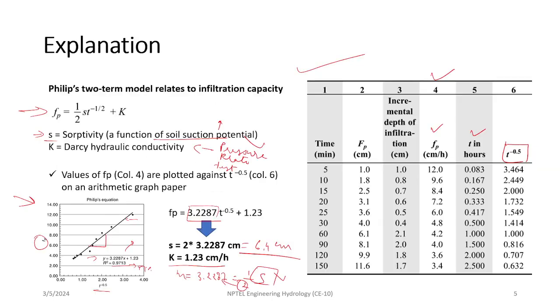Yeah, please go back. The S value is 2 into 3.2287. Multiply it by 2 because the slope is half of S. Yes, okay, got it. So we are multiplying it by 2 now. Yes, exactly.